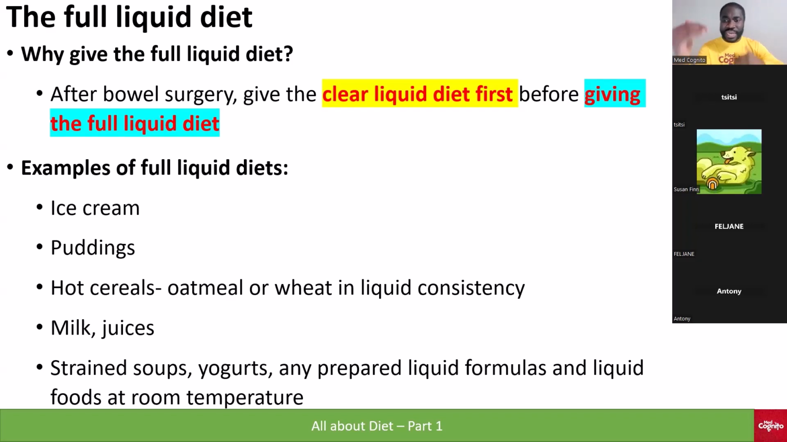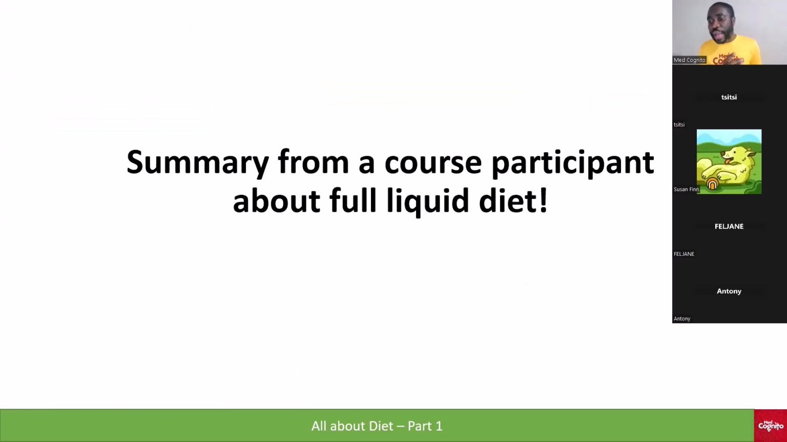Nothing by mouth. Clear liquid diet. Full liquid diet. All right? We are learning them. And now we've come to the third one, full liquid diet. I know Susan did the first summary. Can somebody summarize clear liquid diet for me and highlight those who can take clear liquid diet and those who should not take clear liquid diet? I need someone to volunteer and summarize for me, please.